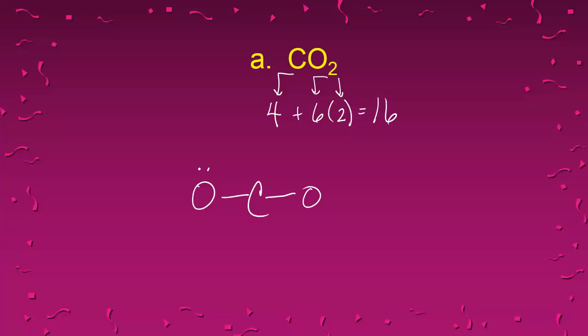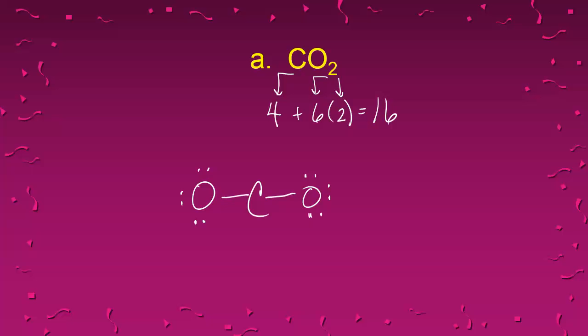Ready? 4 plus 2 is 6, 8, 10, 12, 14, 16. All right, yay! We've placed all our electrons. 2, 4, 6, 8, 10, 12, 14, 16. Good job, Randy. Is everyone happy with 8?